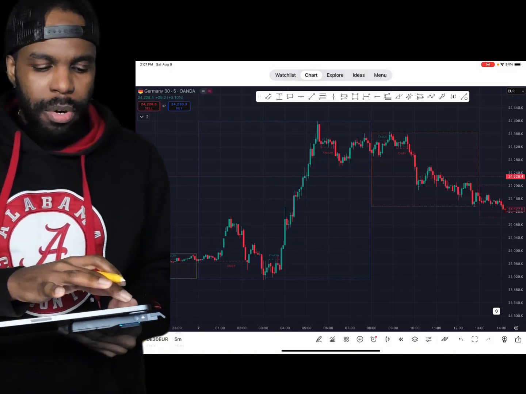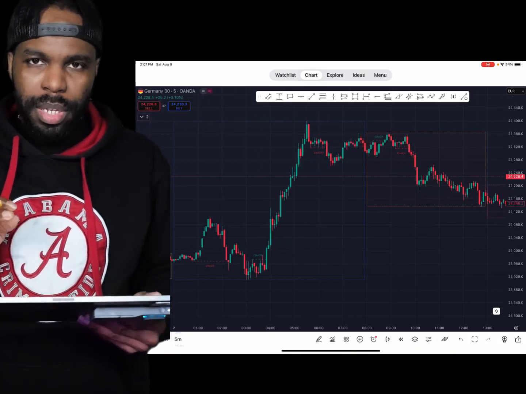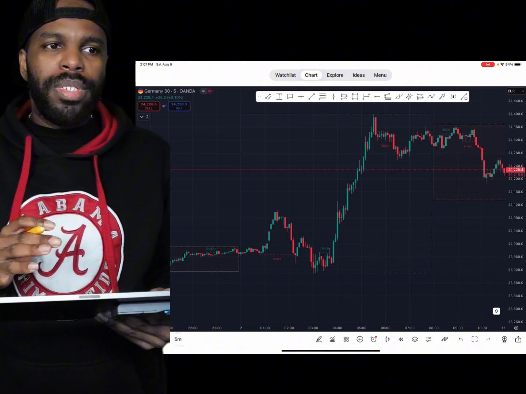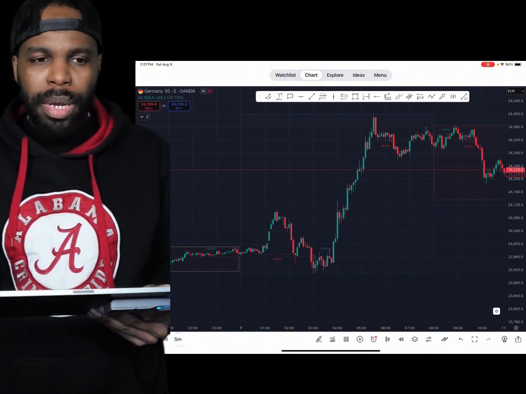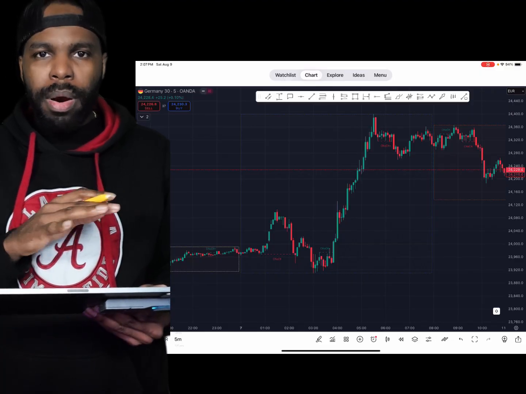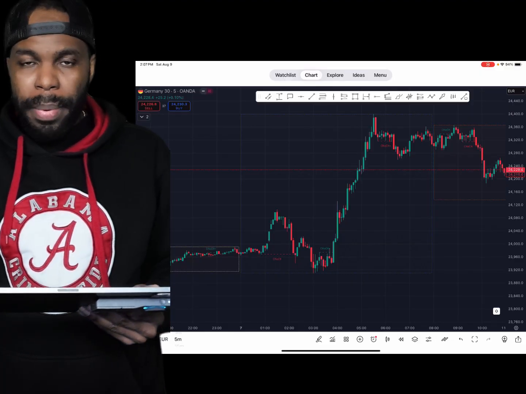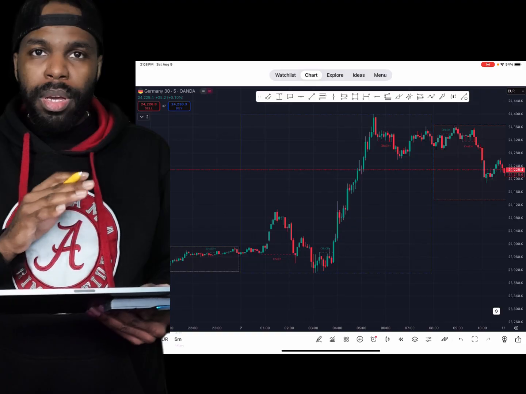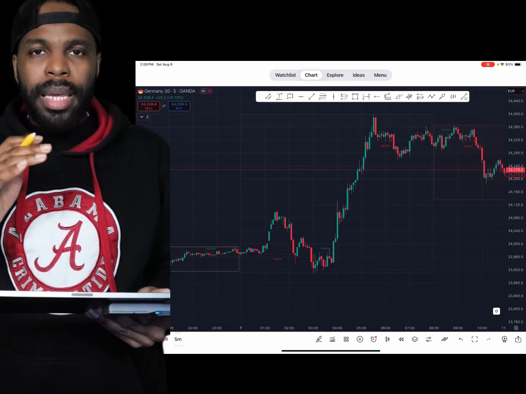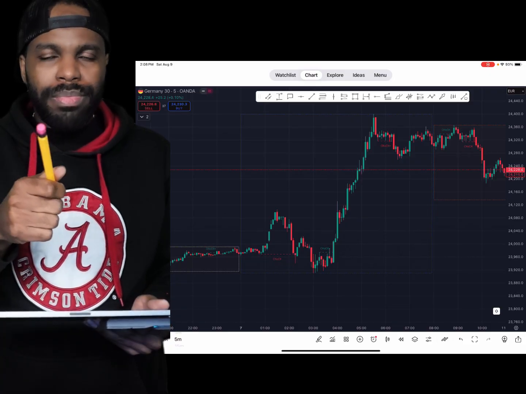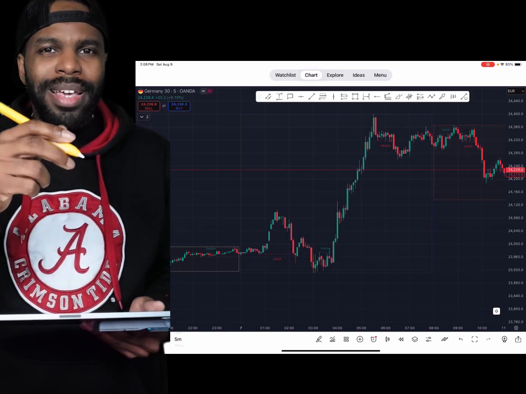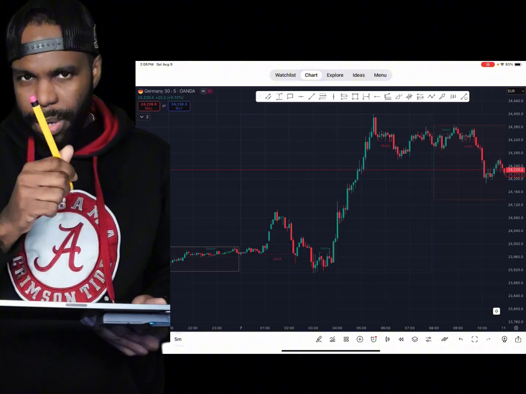So first thing first, what I like to do is find my breaker block. I like to mark up my breaker blocks, and then anchor my VWAP, and I'm looking for a breaker block break, and a VWAP break. That's it. Okay, well, I'm also looking for a session sweep. I'm going to go over it right now.